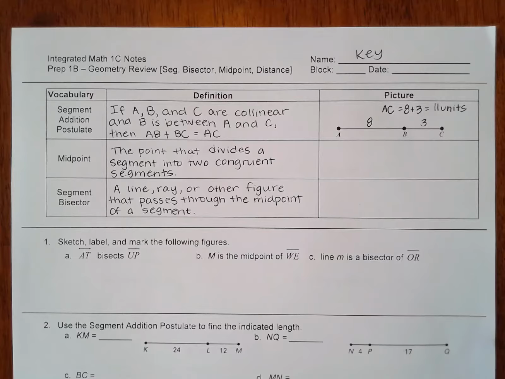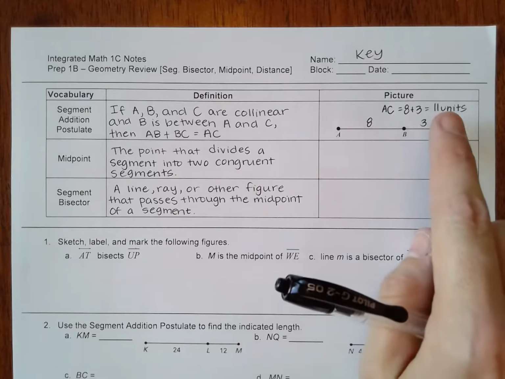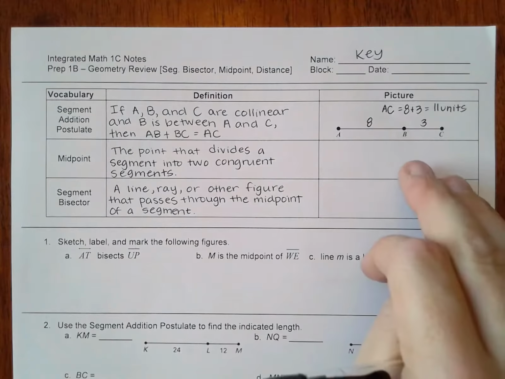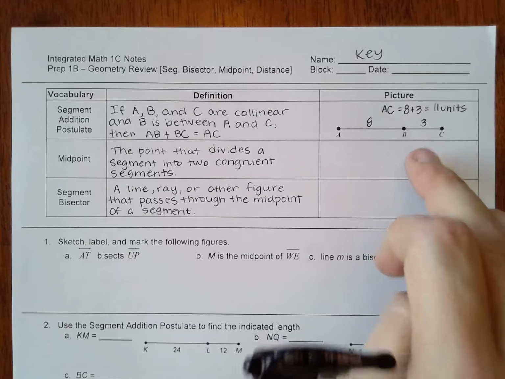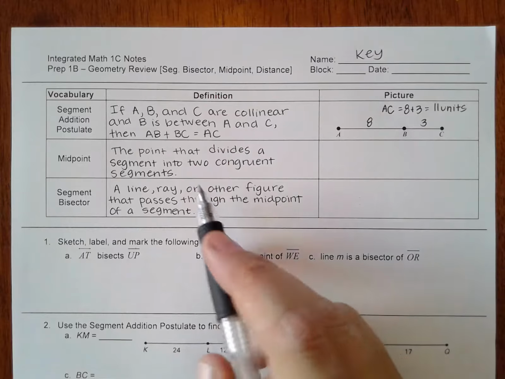The segment addition postulate also works in reverse. So if you knew that this piece was 8 and if you knew that this piece was 11, you could work backwards using subtraction to figure out that that piece is 3. And so that's something that you'll also need to do.